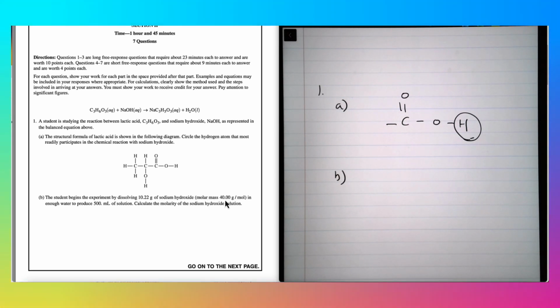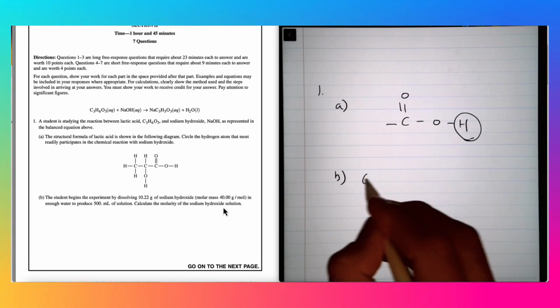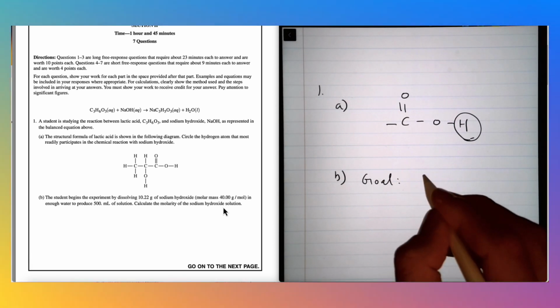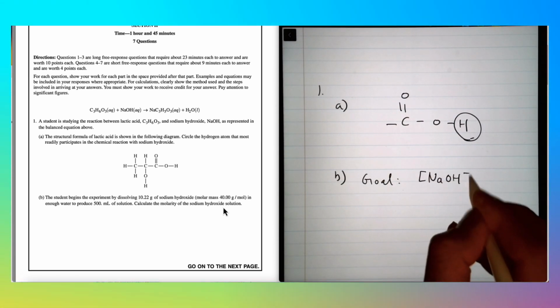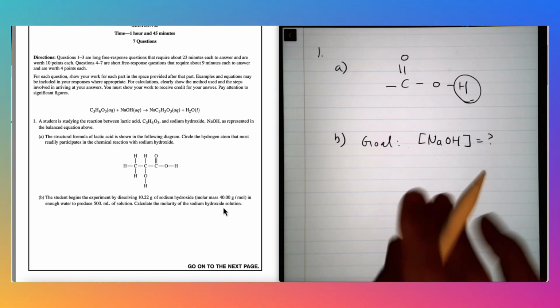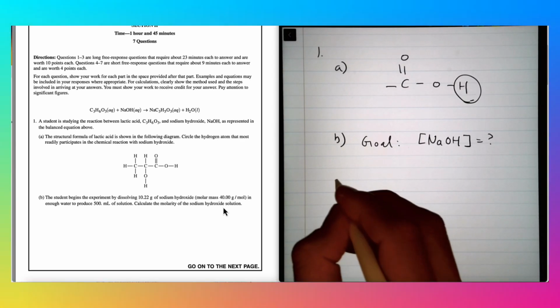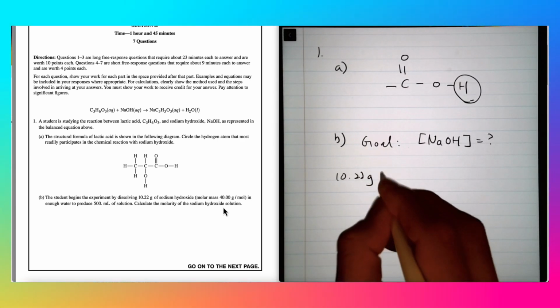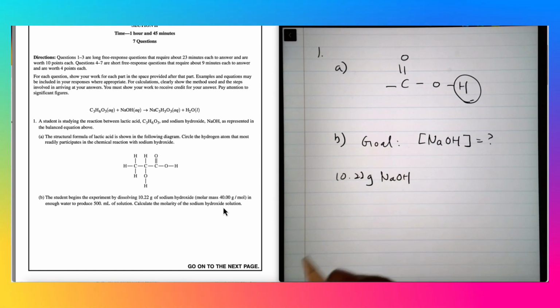in enough water to produce 500 milliliters of solution, and calculate the molarity of the sodium hydroxide in the solution. So the goal is concentration, molarity of sodium hydroxide. Okay, let's start with the given. We have 10.22 grams of sodium hydroxide, and they give you the molar mass.